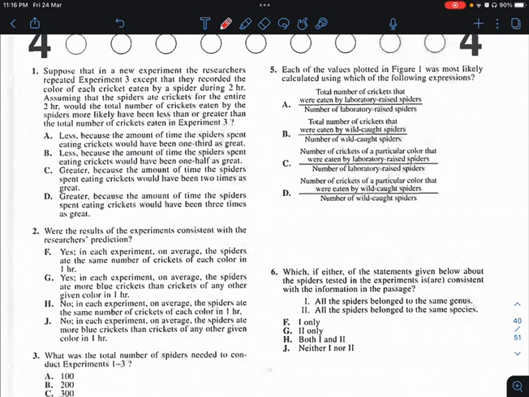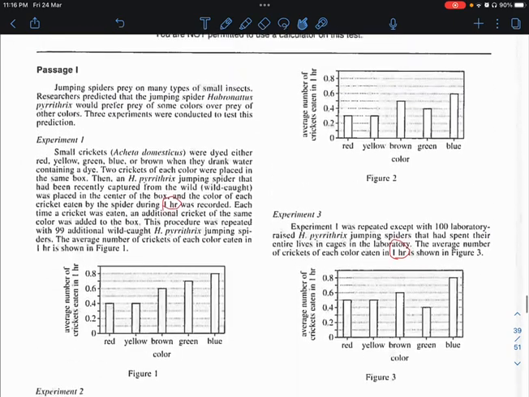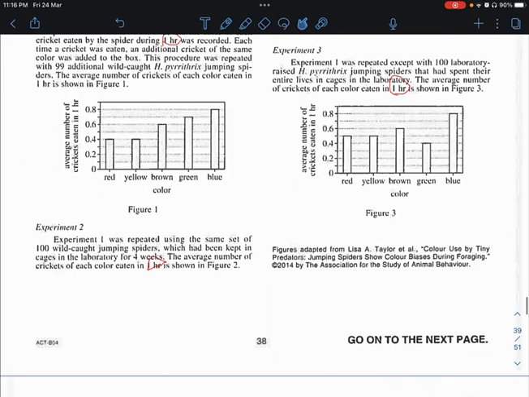Okay, let's go back to figure 1 and check about the total number of crickets and the raised spiders. So in figure 1, as you see, guys, here we have different colors of crickets: red, yellow, brown, green, and blue. So here we're not talking about the whole cricket, we're talking about specific colors. 5 different colors: red, yellow, brown, green, and blue. Okay, what about the spiders?